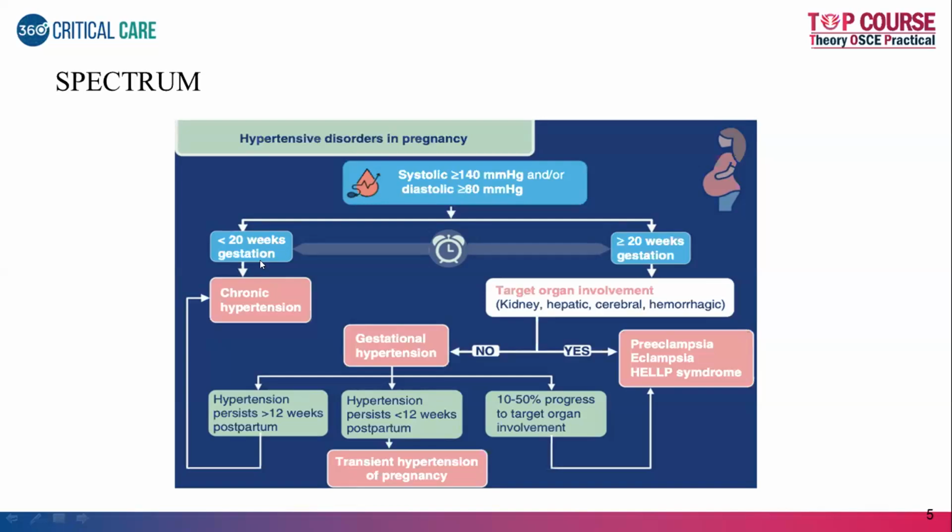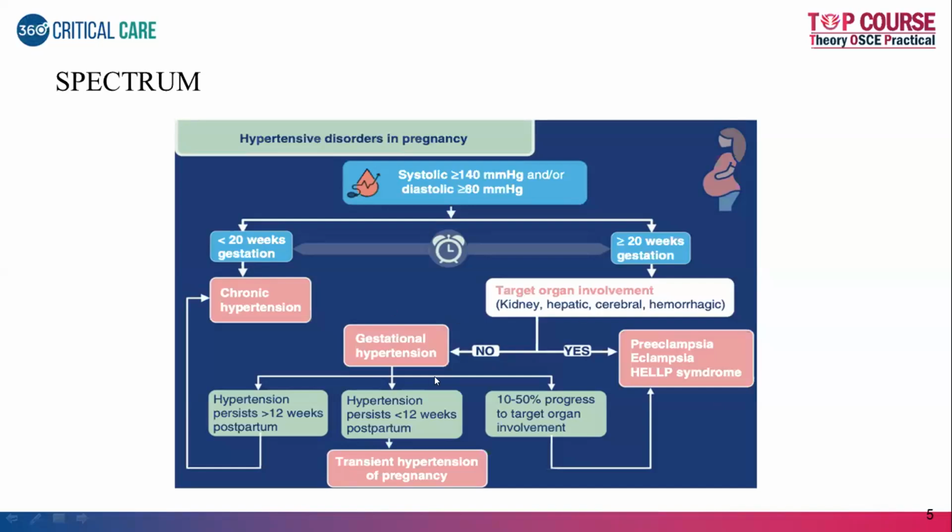Suppose if it is less than 20 weeks and the patient has a BP of this much, then that is known as chronic hypertension. Okay, suppose if the gestational age is more than or equal to 20 weeks, then you should see whether there is any target organ involvement or not. If there is no involvement of a target organ, then that is known as gestational hypertension. But if the BP is on the higher side, the gestational age is more than 20 weeks, and there is any target organ involvement, then that is your preeclampsia, eclampsia, and HELLP syndrome.